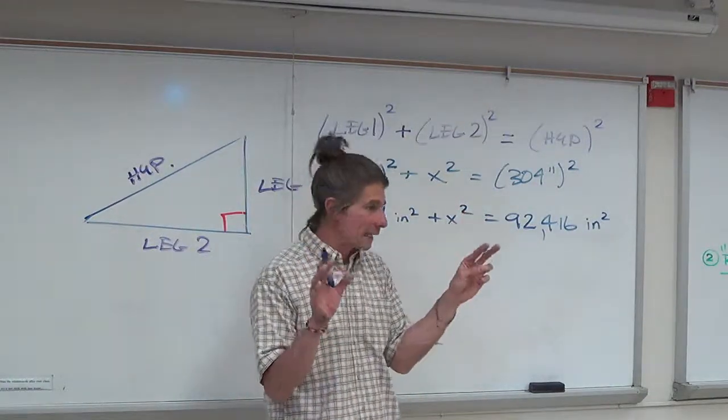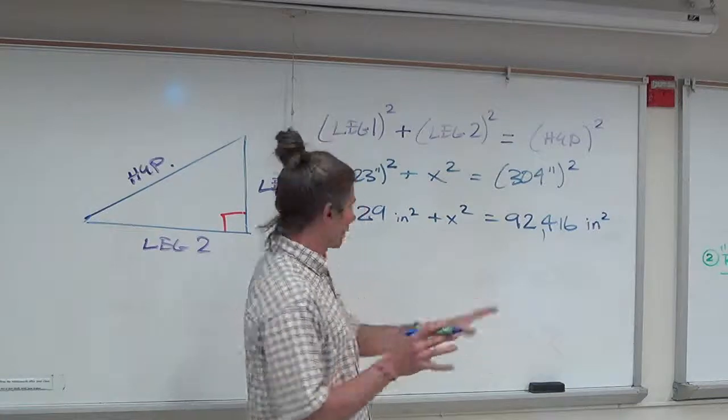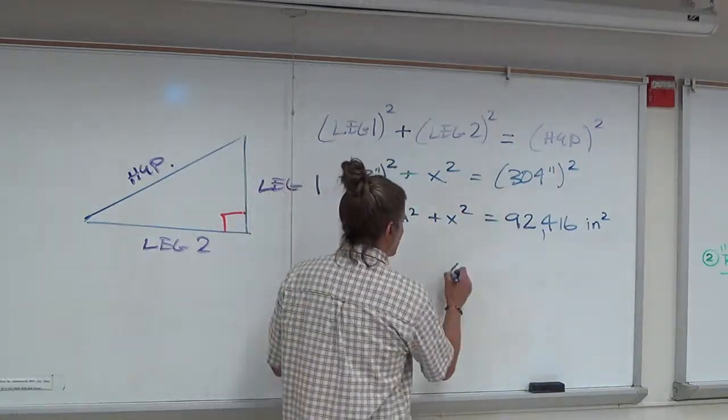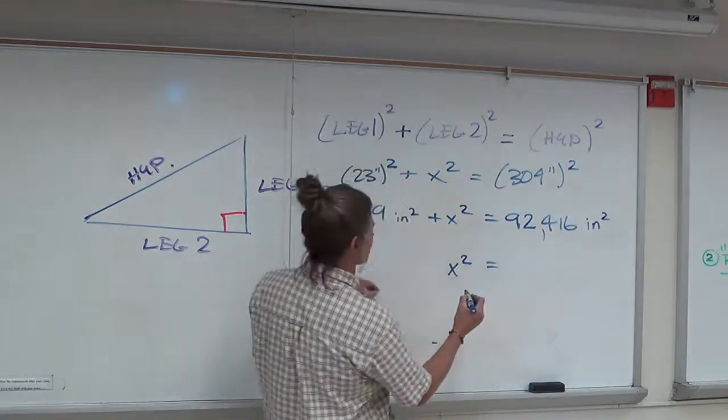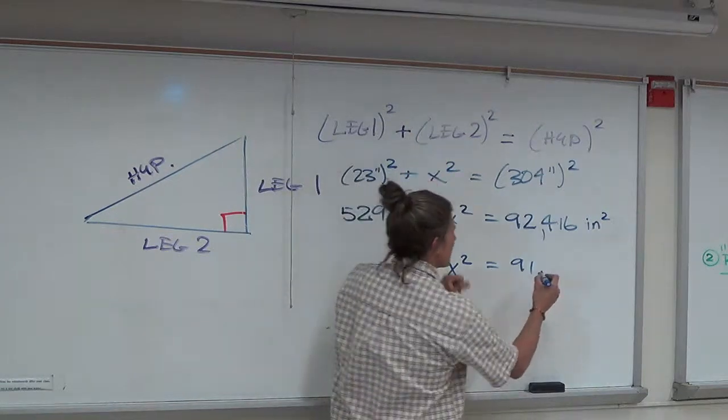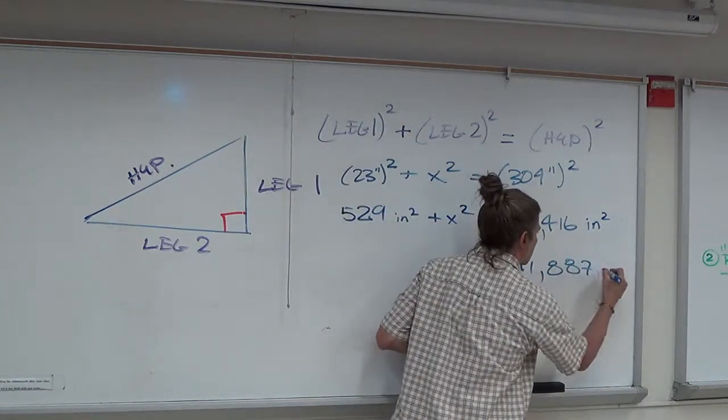Solve it linearly. You're solving it linearly at this point. It's a quadratic unit, but it's a number, 529. Take it away from this and you end up with x squared equals, what do you get, friends? 91,887. Did I hear that right? Yes. Good.